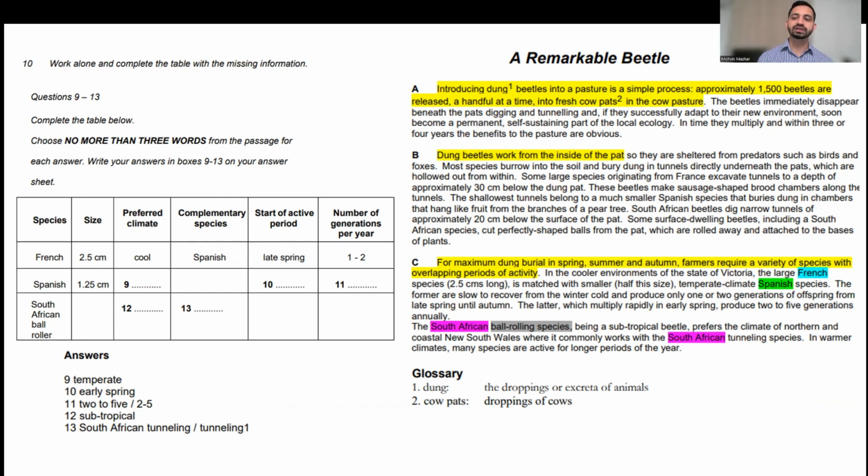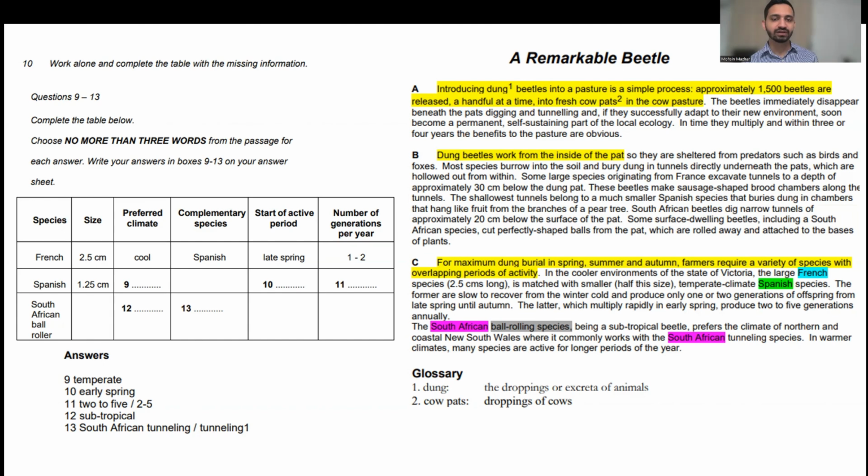In the end, you would see that it says they produce only 1 or 2 generations of offspring from the late spring until autumn. The latter, so it's talking about first French, and then the latter is the Spanish, which multiply rapidly in early spring. Multiply in early spring, so that's the start of active period, right? Then it talks about number of generations per year. It does talk about 2 to 5, right? The latter produces 2 to 5. The latter is basically the Spanish species, 2 to 5 generations annually. So it gives you the information there.